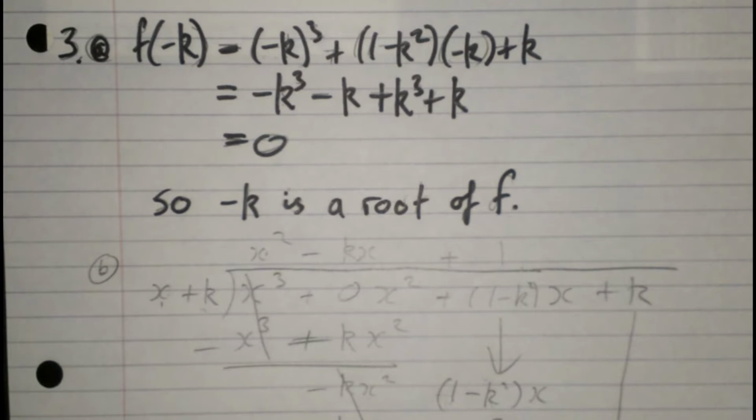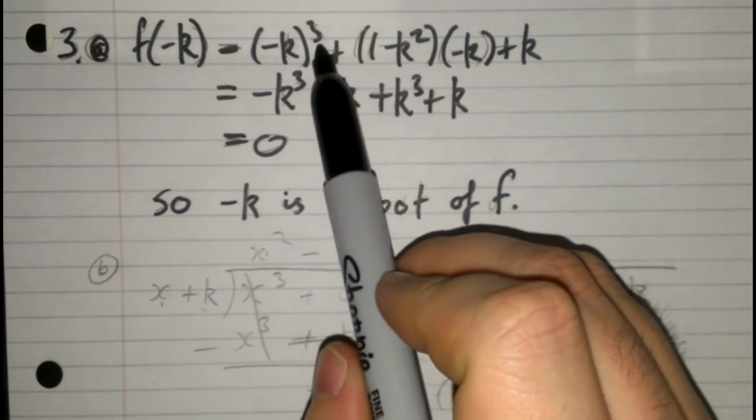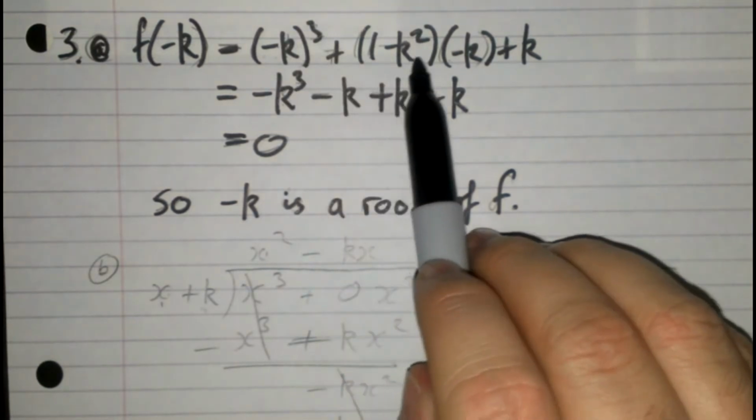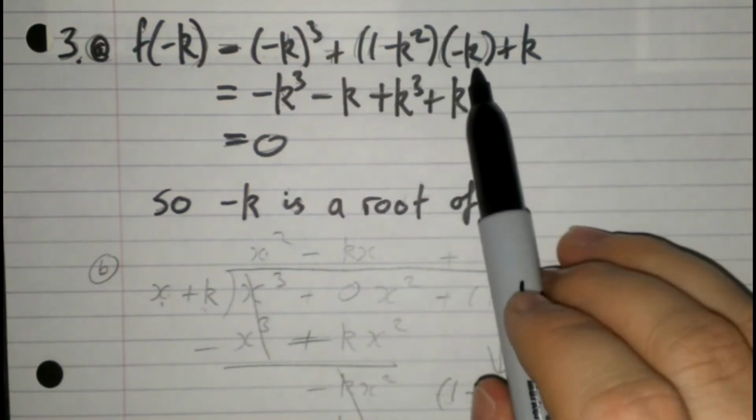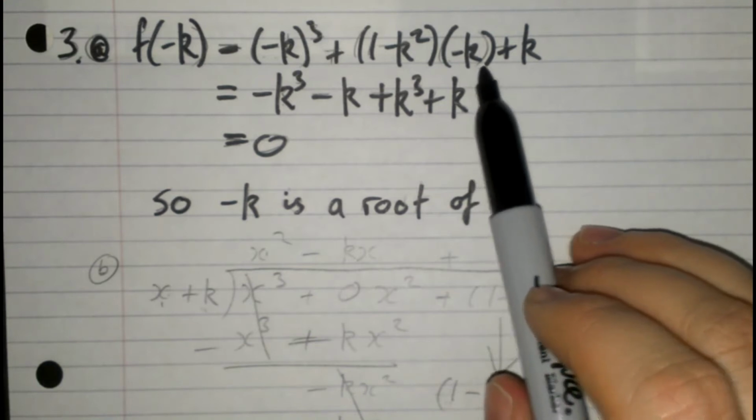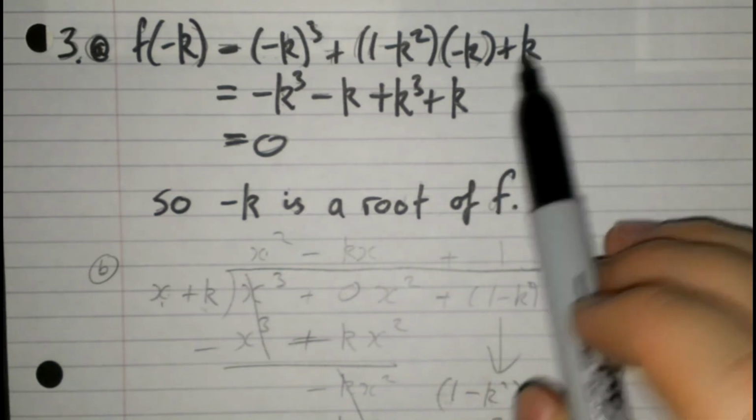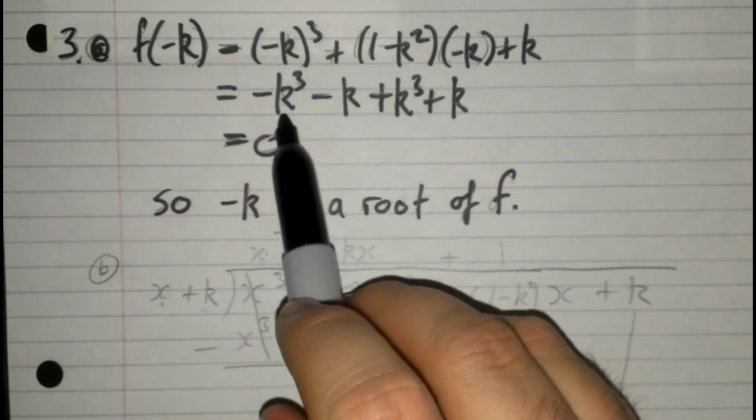As I say then, we just need to test it out for x equal to minus k. So we get minus k to the power of 3. The 1 minus k squared is already there. We're multiplying that by x, which in this case again is minus k, and we have a plus k at the end. So we're going to get the minus k cubed here.